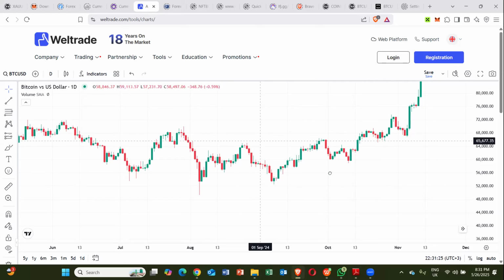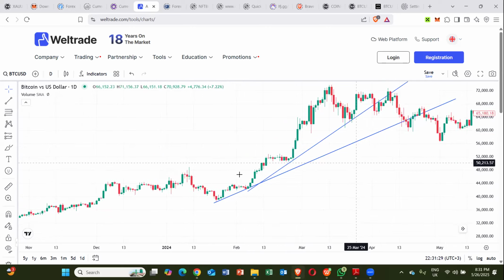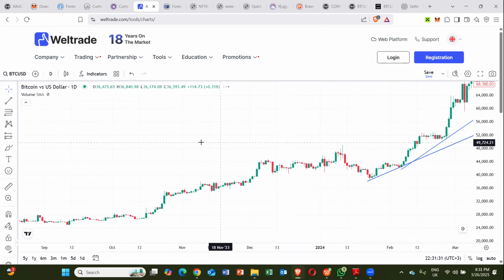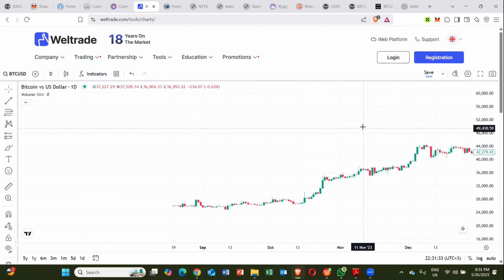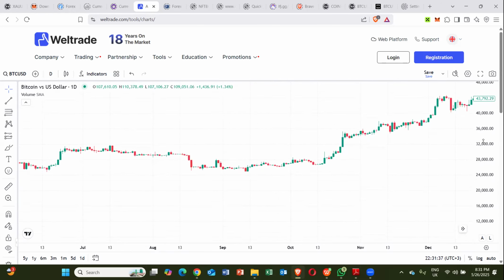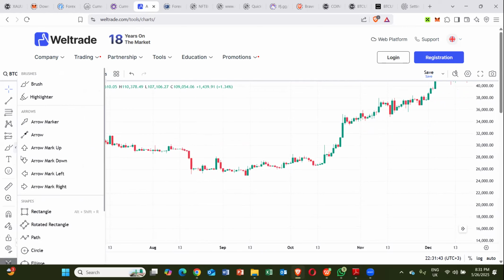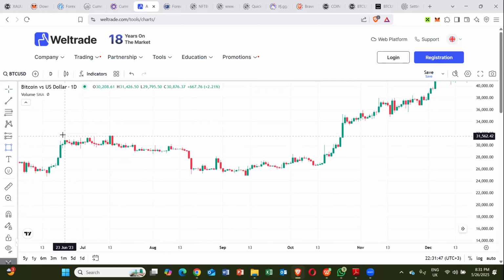Okay, so this is just the same way as the uptrend. Now, let's look at a sideways market. Okay, so now this is a sideways market. All right, this is a sideways market. The market is not giving a direct, good movement up and down.